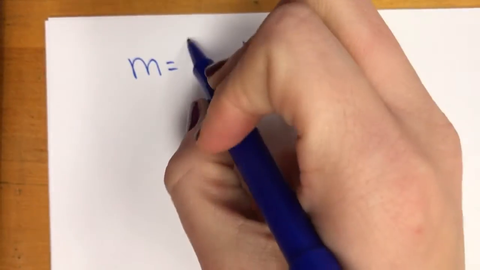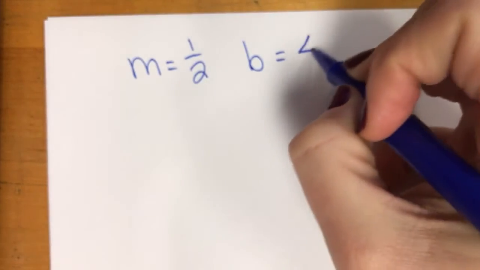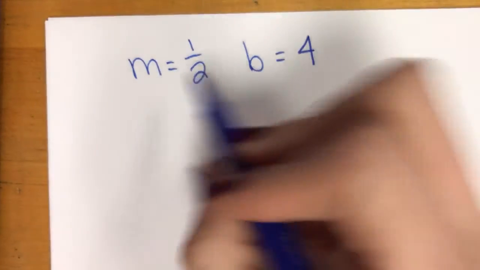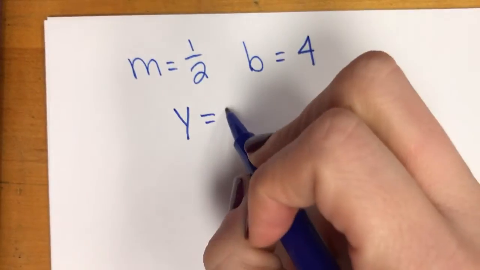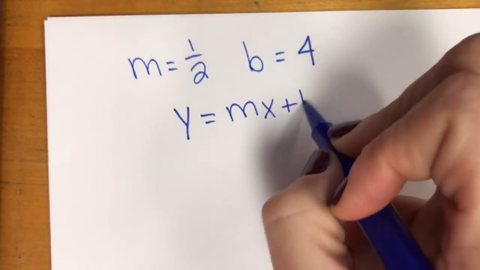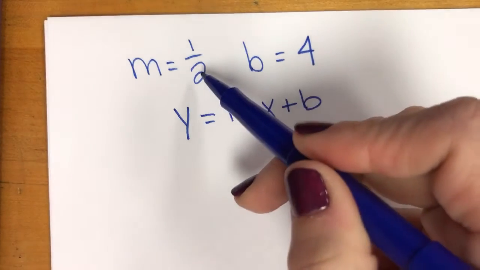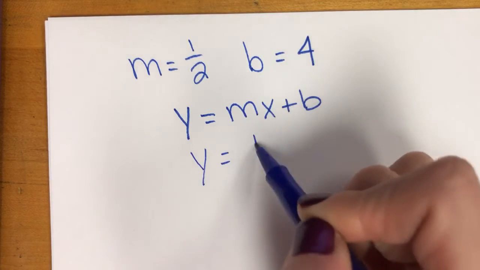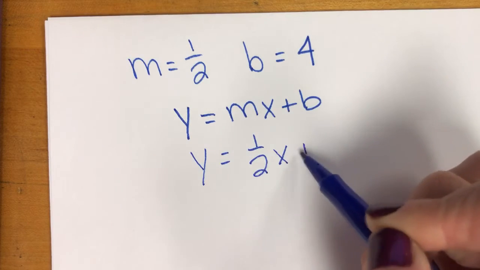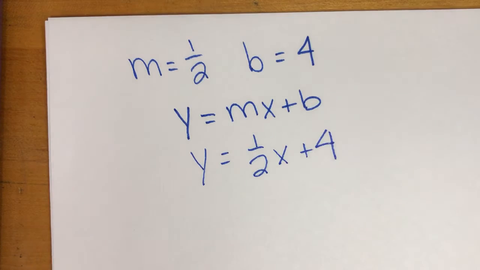Okay, so if I tell you that the slope is 1/2 and our y-intercept is 4, we're given m and b, then we should be able to plug into y equals mx plus b. Where we're just plugging that 1/2 in for m and that 4 in for b, and so we'd say y equals 1/2 x plus 4.